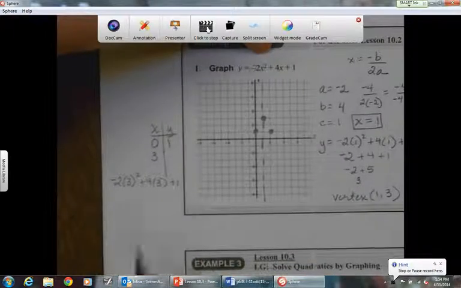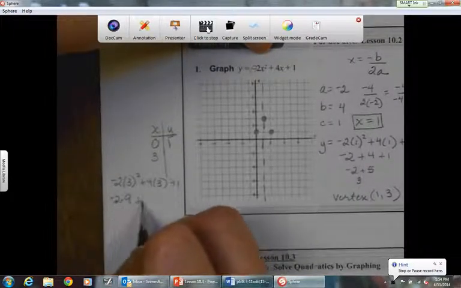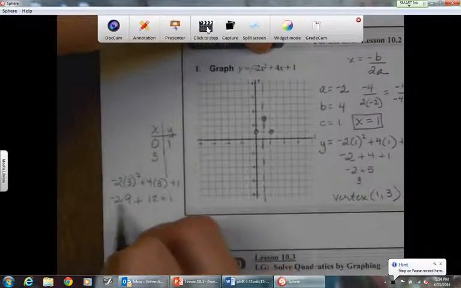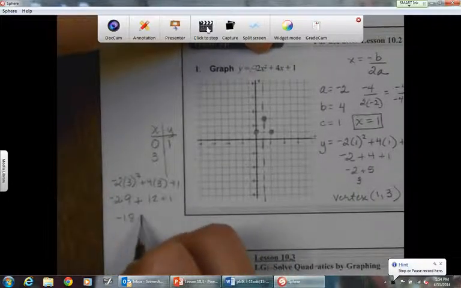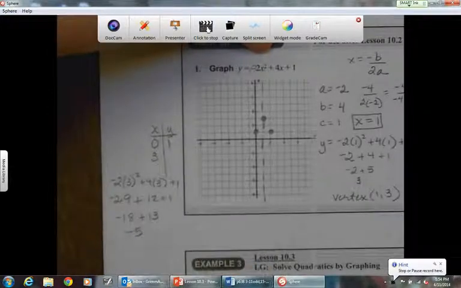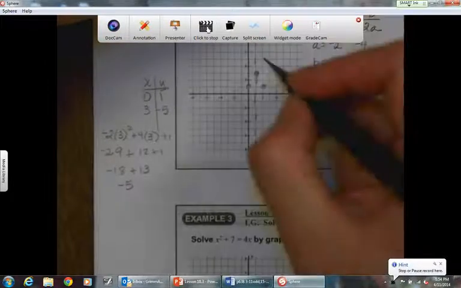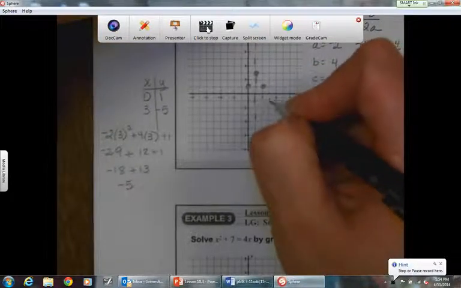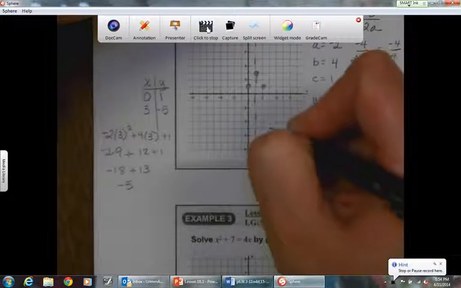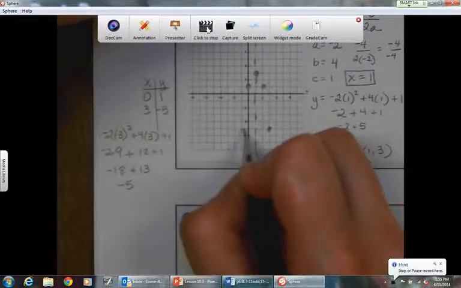So 3 squared is 9 times negative 2. Well, maybe not too bad. Plus 12 plus 1. So that's what? Negative 18 plus 13. Oh, that's not too bad. So negative 5. Alright, so I'm going to go over 3 and down 5. 1, 2, 3, 4, 5. And then that is 1, 2 away, so 1, 2 away.